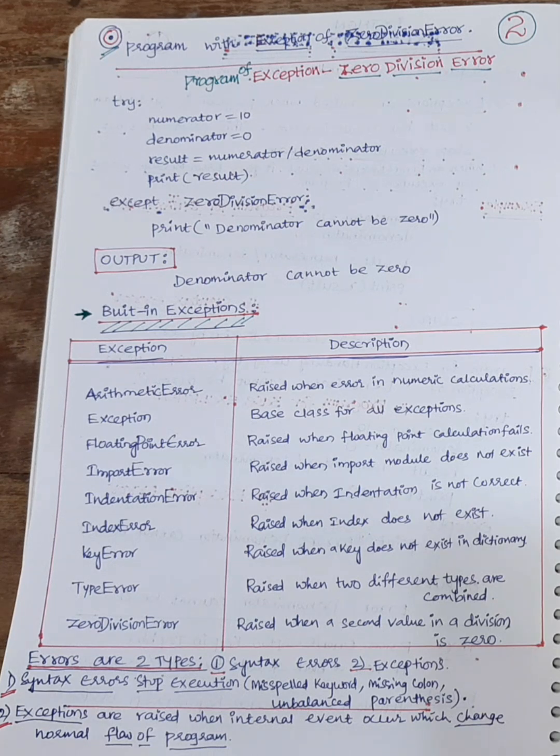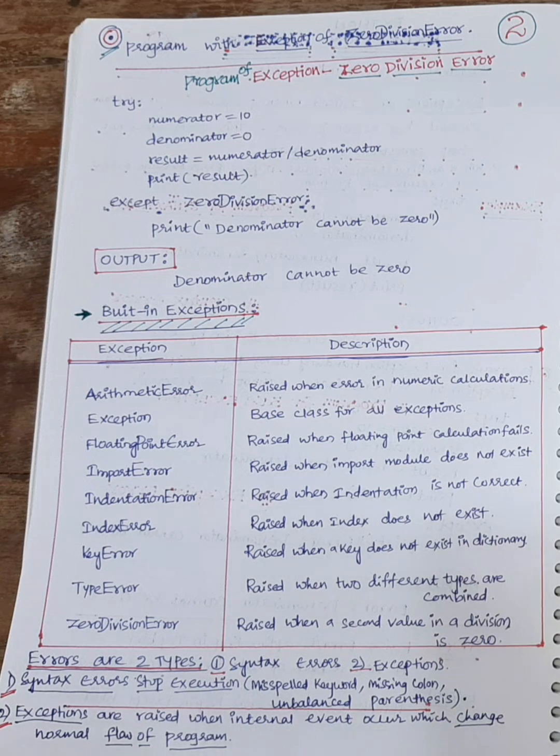One more exception, that is KeyError exception. It is raised when a key does not exist in a dictionary. In the dictionary, we have two values, key and value. If the key is not there, then we will use this exception. Next, TypeError is one of the exceptions. It is raised when two different types are combined. If we add an integer and a string, it is not possible. At that time the error raised is TypeError. In that, the message we want to display, we can write.